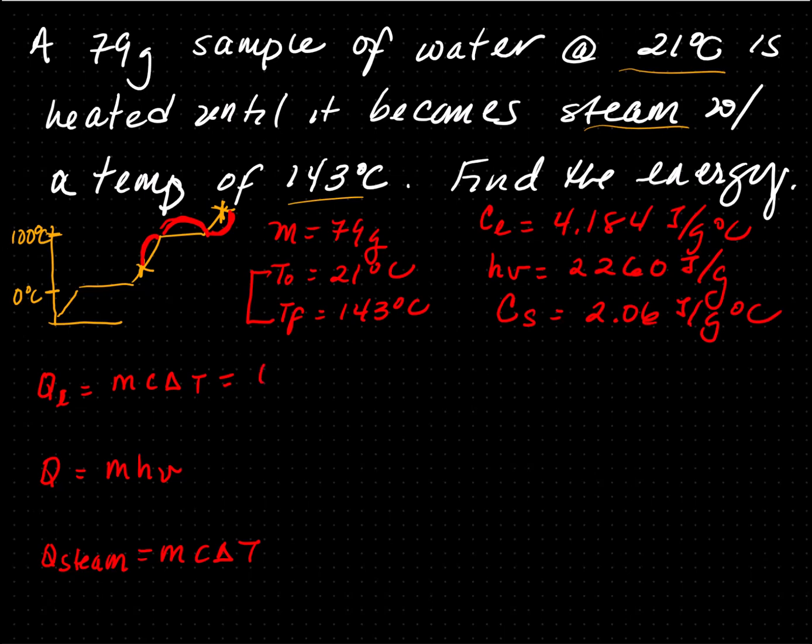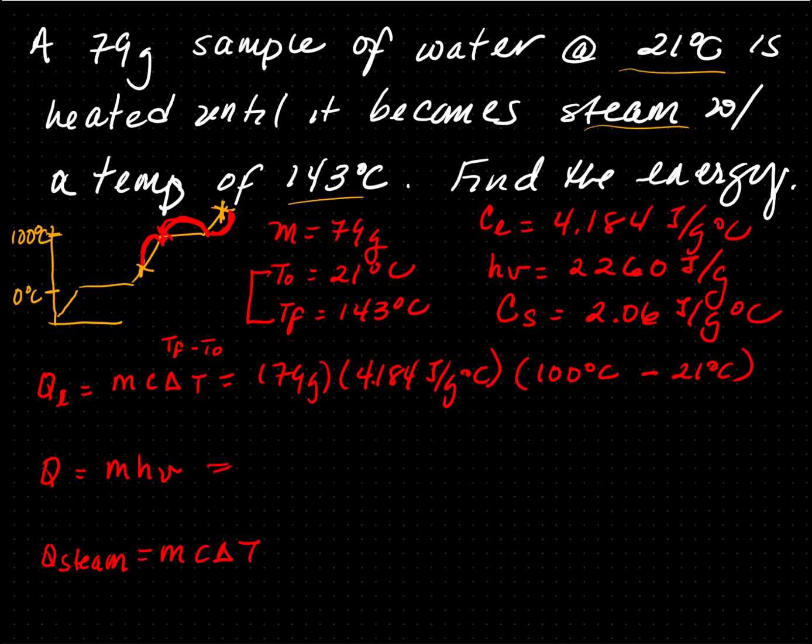So the mass is 79 grams. The C of the water is 4.184 joules per gram degrees Celsius. Delta T again is T final minus T initial. So the final temperature is not 143. It is only a liquid up to 100 degrees Celsius. So T final is going to be 100 degrees Celsius minus the initial temperature, which was 21 degrees Celsius.